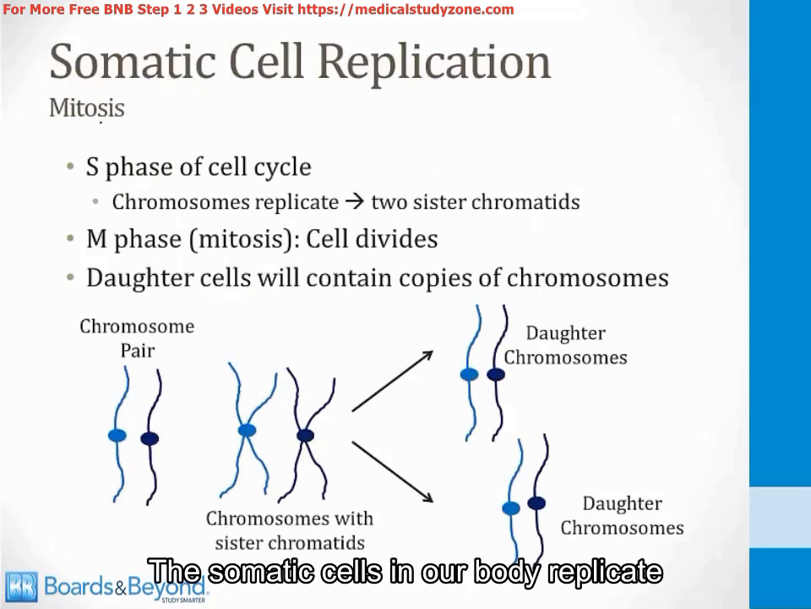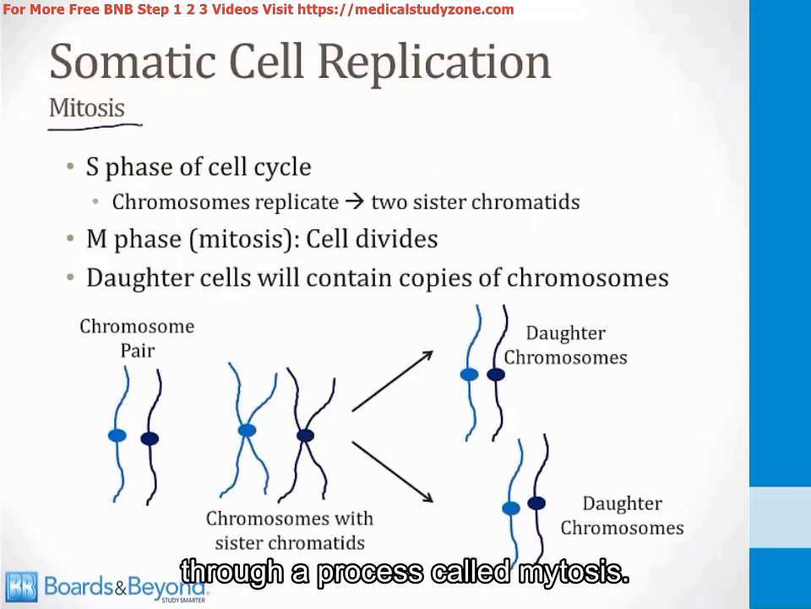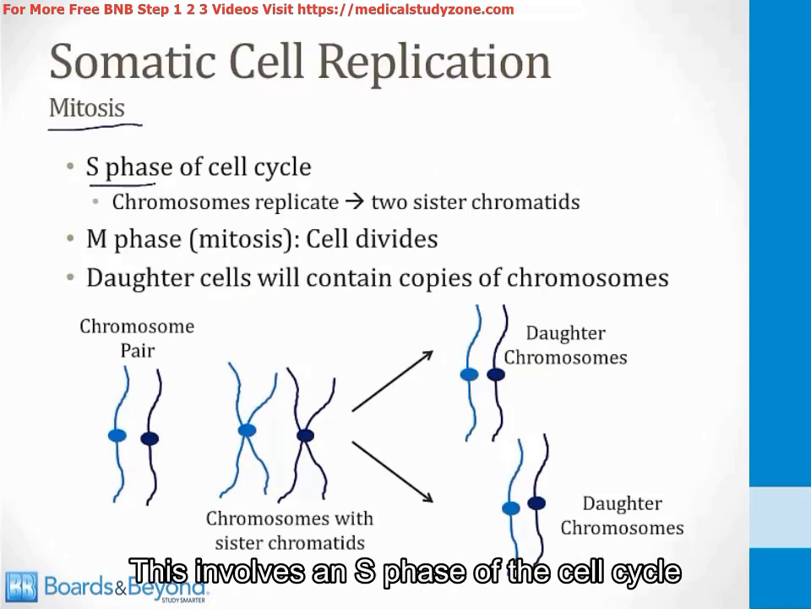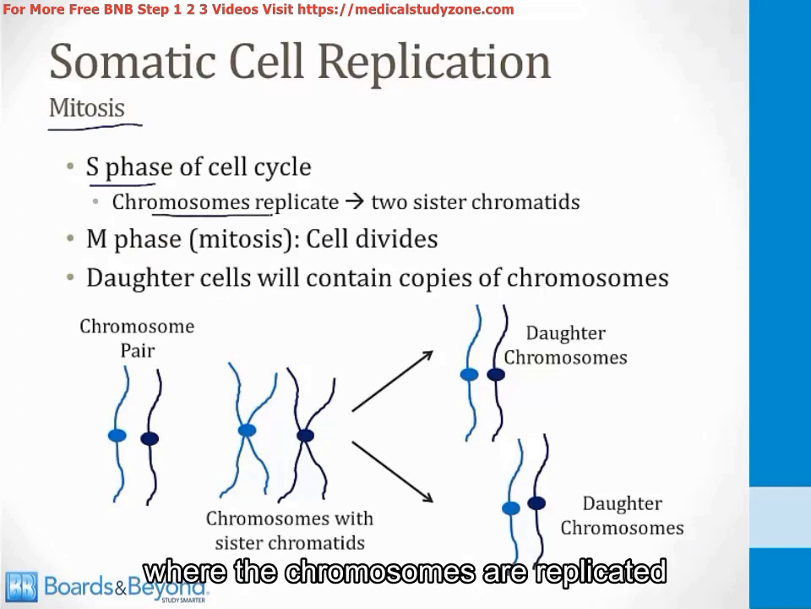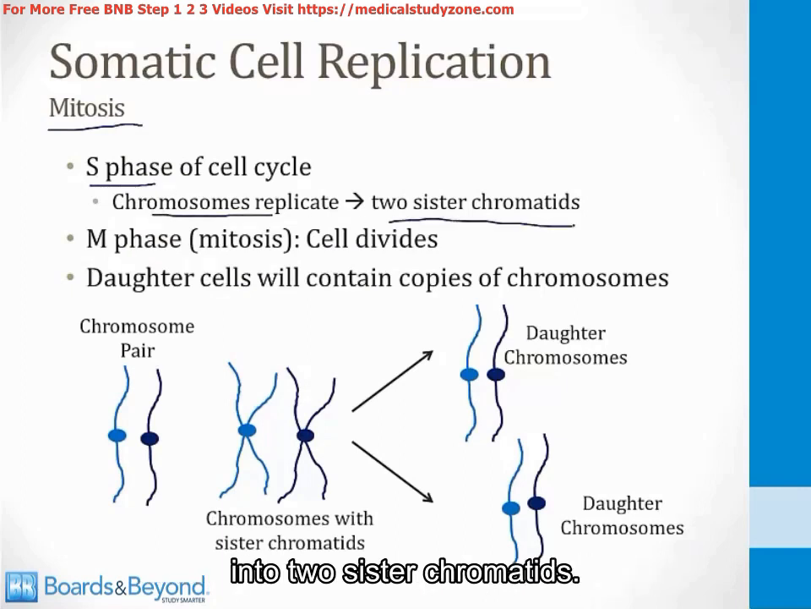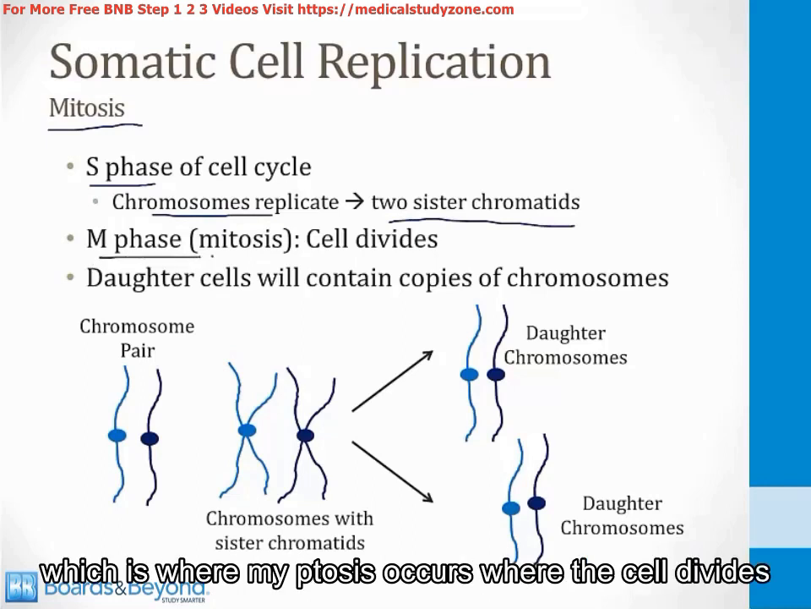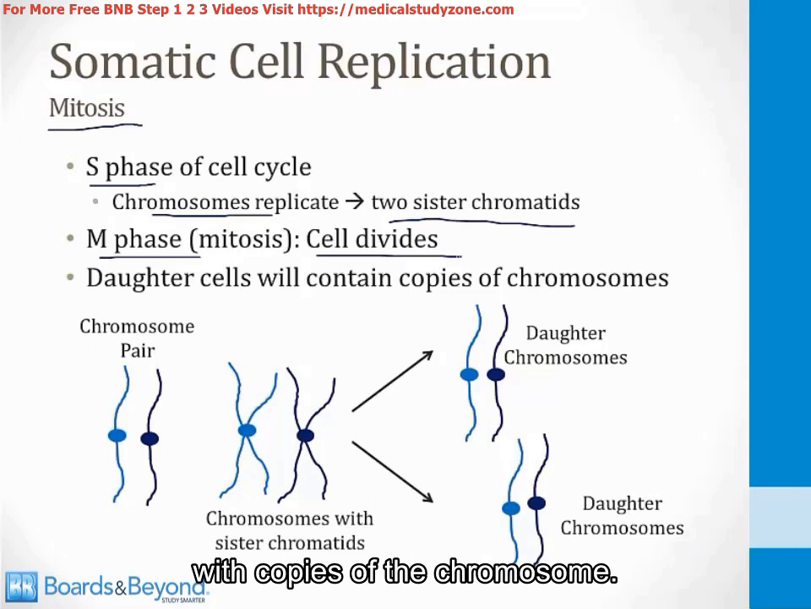The somatic cells in our body replicate through a process called mitosis. This involves an S phase of the cell cycle where the chromosomes are replicated into two sister chromatids. Then there is an M phase, which is where mitosis occurs, where the cell divides, and a daughter cell is created with copies of the chromosome.